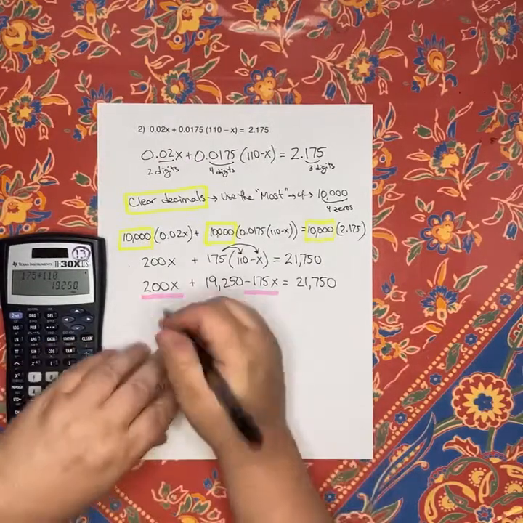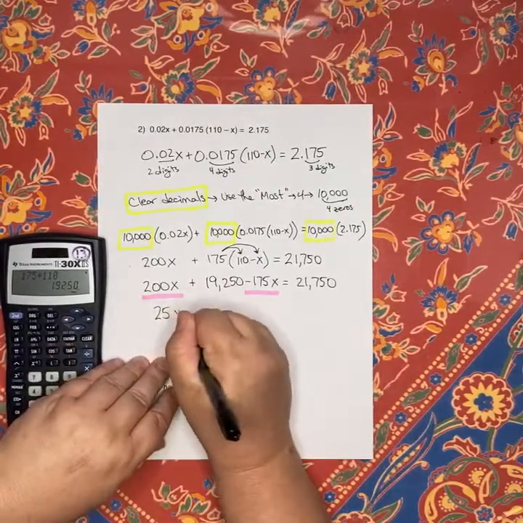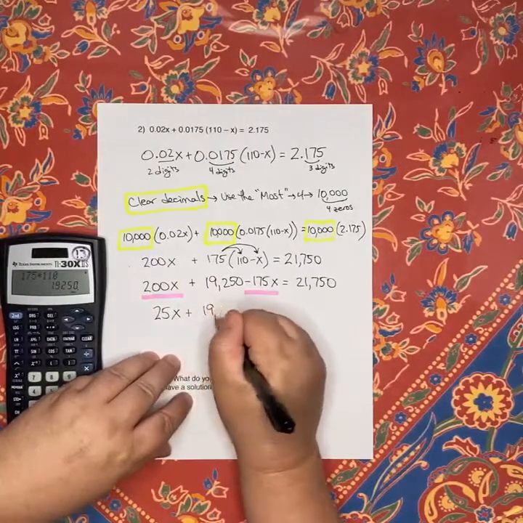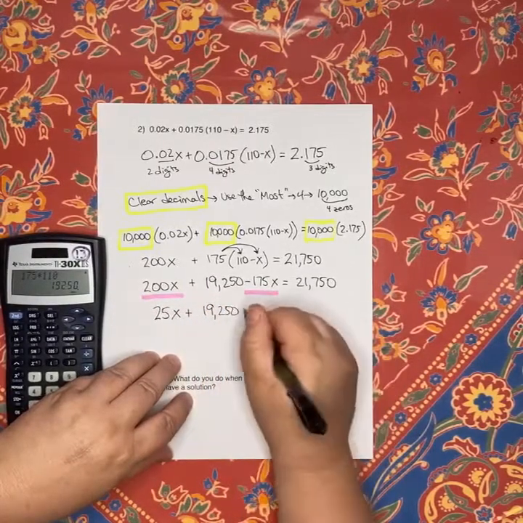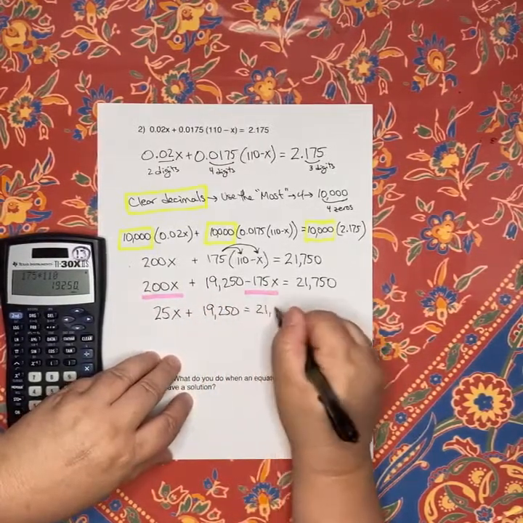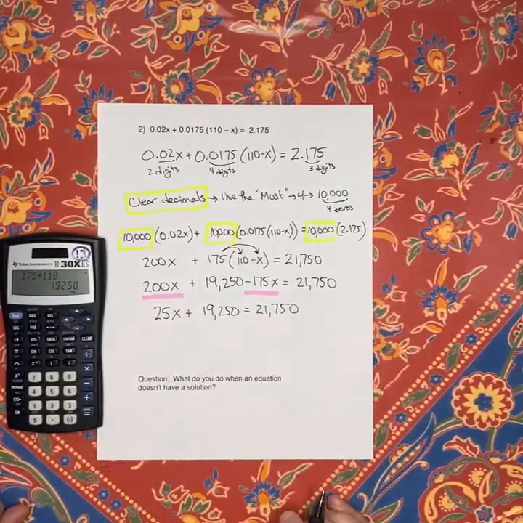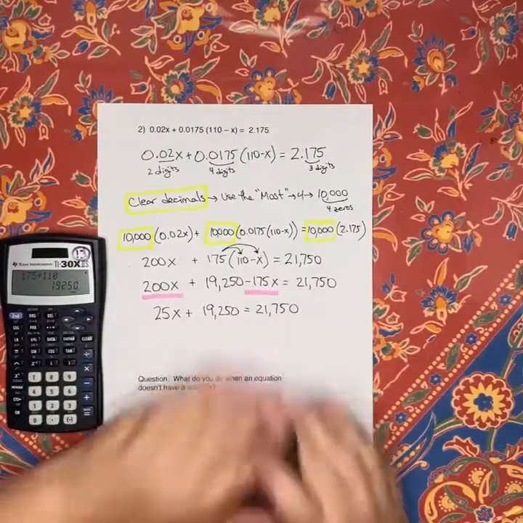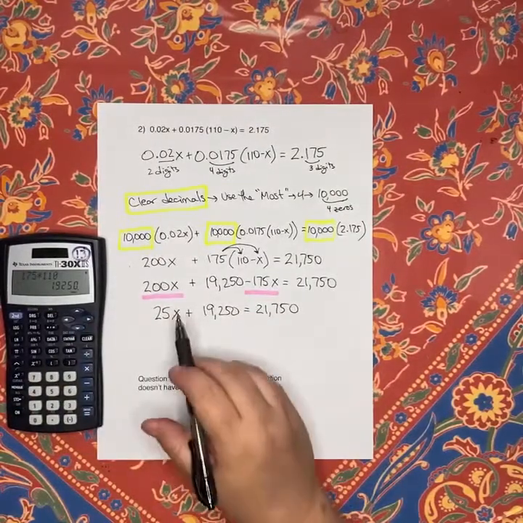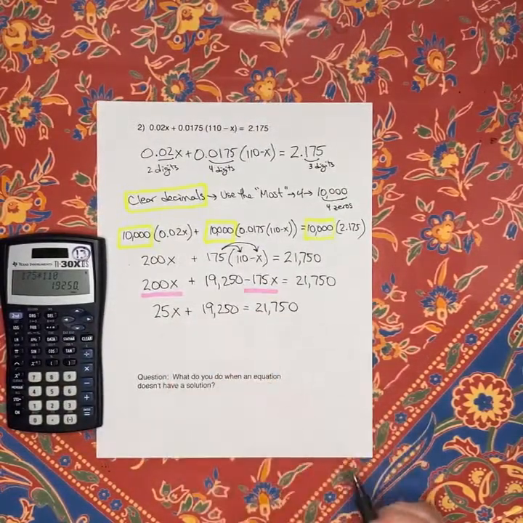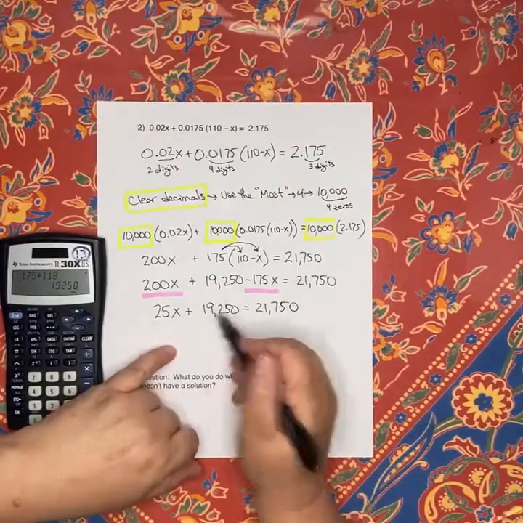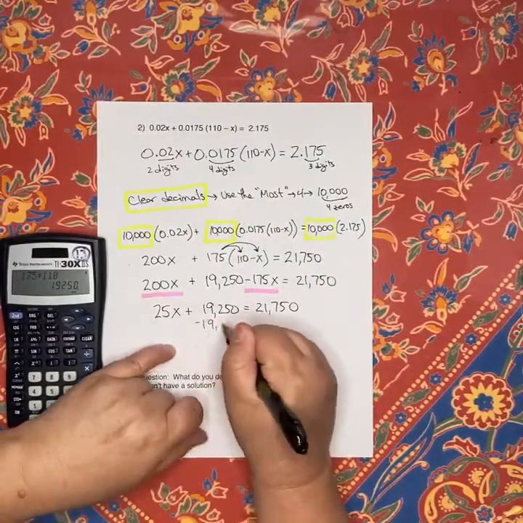You got it. It's 25x plus 19,250 equals 21,750. Okay. Now I've simplified the left. I've simplified the right. Now I want to isolate the x. Generally speaking, you move terms first. So I'm going to move this 19,000 first.